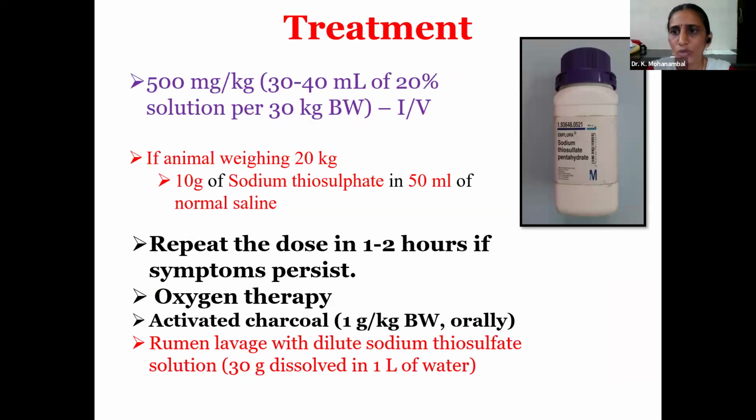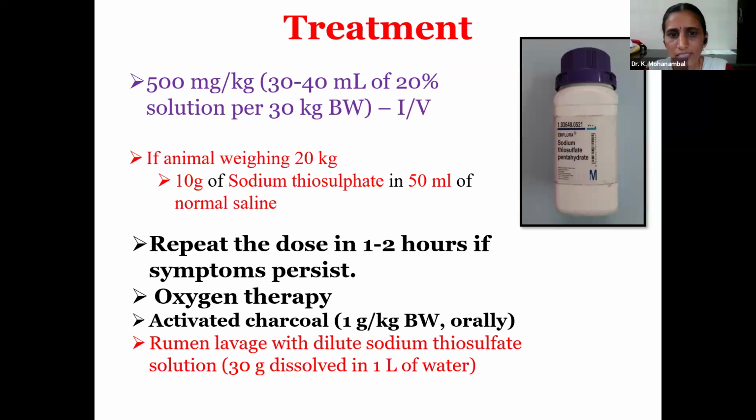So differential diagnosis is very important to identify the kind of poisoning. As far as treatment is concerned, sodium nitrite and sodium thiosulfate, as our textbook says. But practically, we are using only sodium thiosulfate at the dose rate of 500 milligram per kg. For example, if the animal is weighing 30 kg body weight, we are giving 30 to 40 ml of 20% solution. For a 20 kg body weight animal, 10 gram of sodium thiosulfate in 50 ml of normal saline we are mixing and giving.